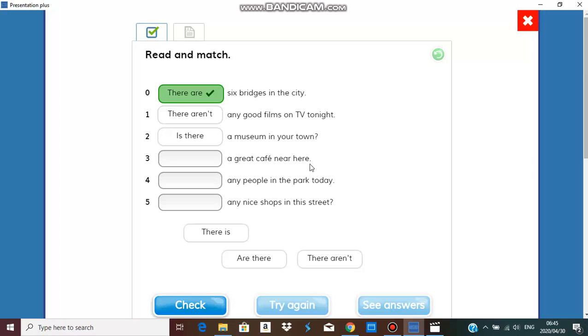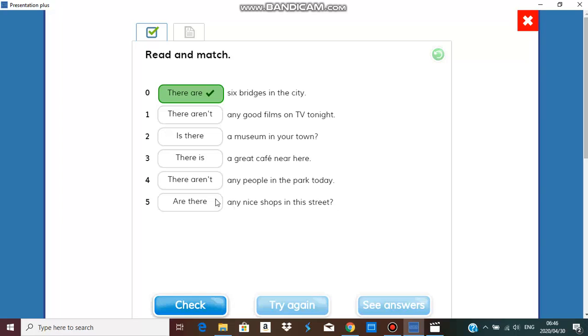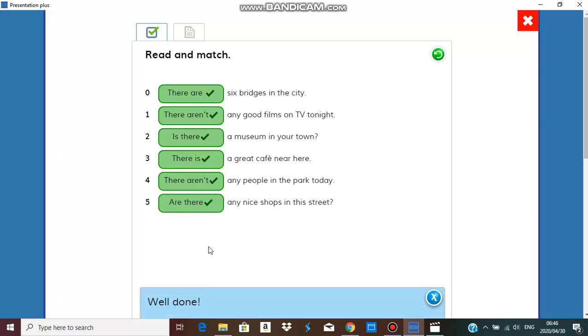A great cafe near here? There is. Any people in the park today? There aren't. And the last one, any nice shops in the street? Question. Are there any nice shops in the street? Let's check. All correct. Did you find a pattern?